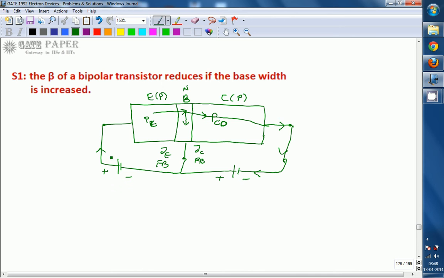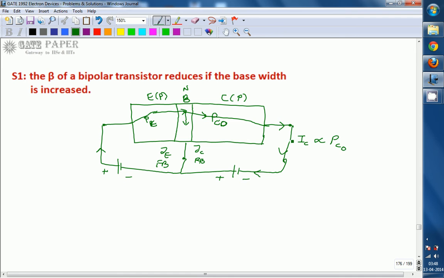This negative terminal collects these holes. Holes are repelled by the positive terminal and move through the base, a small number of recombinations take place, and they reach the collector. In the collector, holes become minority carriers and are collected by the negative terminal, so it forms a loop. So IC is proportional to the number of holes coming from the emitter to the collector.